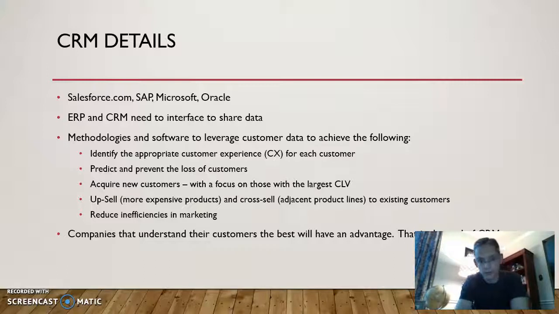Meaning you sell more expensive products, like go from a small car to a large car, or cross-sell, adjusting product lines, like going from someone that has an Apple phone, how do we get them to buy an Apple Watch? Those kinds of things. Existing customers. These systems help you identify where there might be opportunities for those, what kinds of customers tend to do those, and then help you target those more effectively with your marketing and with your engagements. It reduces all those inefficiencies. Companies that understand their customers the best will have an advantage. That's really the goal behind the CRM.